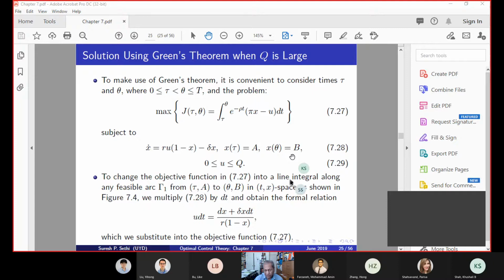To change this objective function to a line integral along a feasible arc, call it gamma 1, from tau a. Remember, tau a is the point in the beginning, x of tau equals a, so you have a 2-dimensional point, to theta b in the tx space. We multiply 7.28 by dt and obtain the formal relation u dt equal to dx plus delta x dt divided by r times 1 minus x. We substitute this into the objective function 7.27, and we get a line integral.